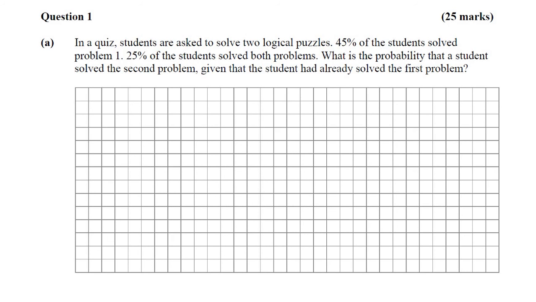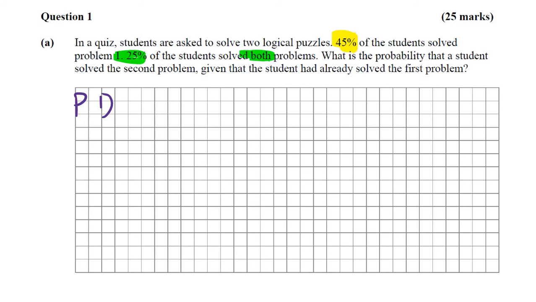This question then is to do with conditional probability. You're told that in a quiz, students are asked to solve 2 puzzles. 45% solve problem 1. 1.25% of the students solve both. What's the probability that a student solved the second problem, given that the student had already solved the first problem? So we're just going to lay out the answer for this.